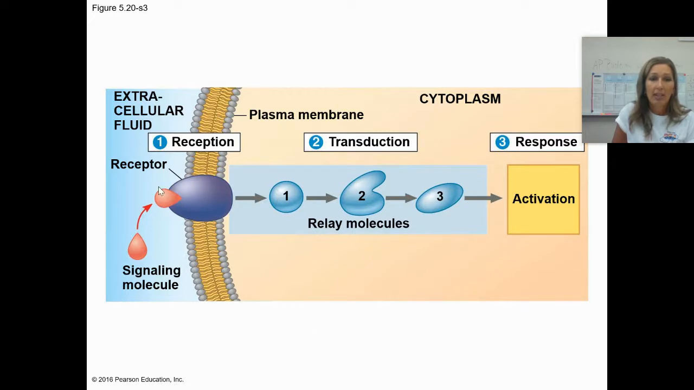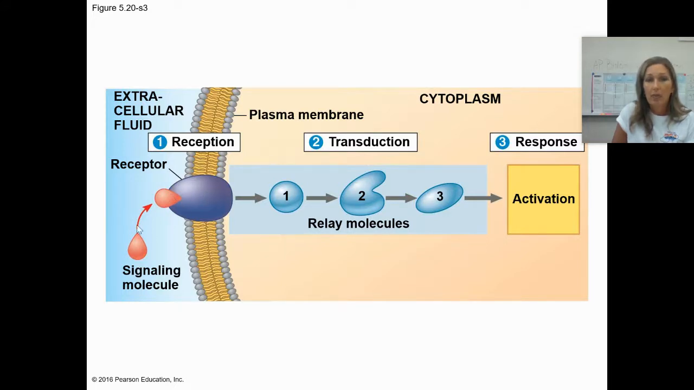So first, you have to receive the signal. Reception is always the first step, which usually involves an integral protein, the receptor protein on a cell. If I release this signal molecule, the only cells that are going to respond to this signal are cells that actually have this specific receptor protein. Not every cell in your body is going to respond to the same signal. It has to be a target cell, one that has a matching receptor protein in it.